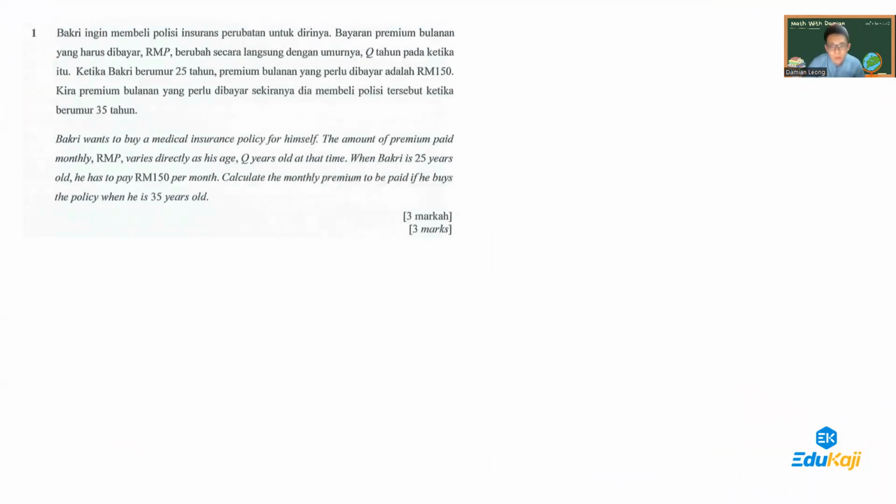So when Bakri is 25 years old, he has to pay 150 ringgit per month. So calculate the monthly premium to be paid if he buys the policy when he's 35 years old. The premium paid, P, varies directly, which means it equals a scale times his age, Q years old. So when Bakri is 25, he has to pay 150, which means when Q is 25, P is 150.